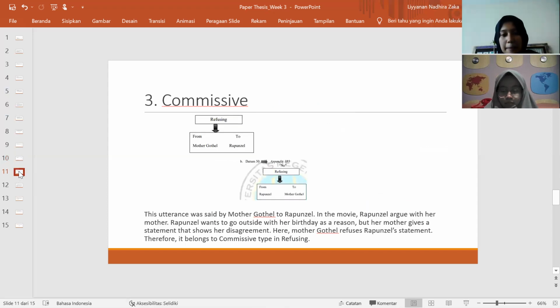Next, commissive. This utterance was said by Mother Gothel to Rapunzel. In the movie, Rapunzel argues with her mother. Rapunzel wants to go outside with her birthday as a reason, but her mother gave a statement that shows her disagreement. Here, Mother Gothel refused Rapunzel's statement, and therefore it belongs to the commissive type in refuse.